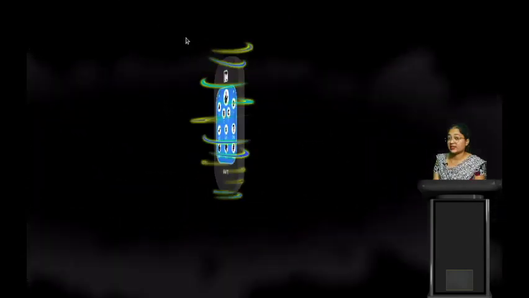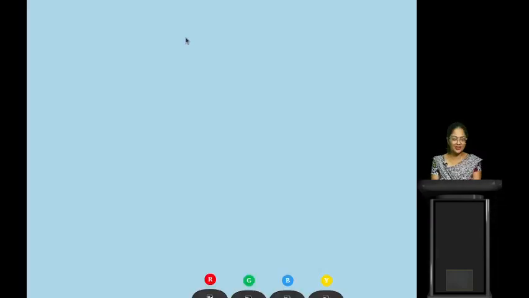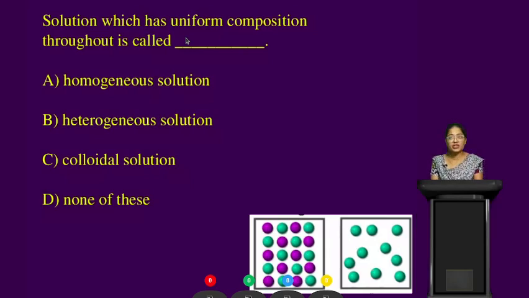Before that, let's have a question time, shall we? A solution which has uniform composition throughout it is called what? You get 30 seconds of time. The options are A. Homogeneous solution, B. Heterogeneous solution, C. Colloidal solution and D. None of these. What do you think, students? A solution which has uniform composition throughout it is called what? Let's see.